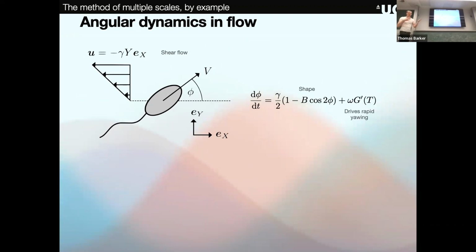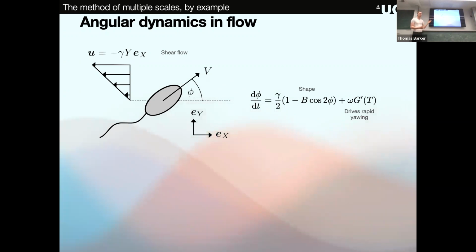The reason that motivated me to even look at this was, what if I take a nice simple swimmer and I put it in a shear flow? So just like that sperm was, and it was rotating around, what can I do a bit more abstractly? So you might have to take it on faith that this is the correct equation to write down. This is saying that the angle evolves in time with some weird trig function with this parameter b, plus this omega g'(t).